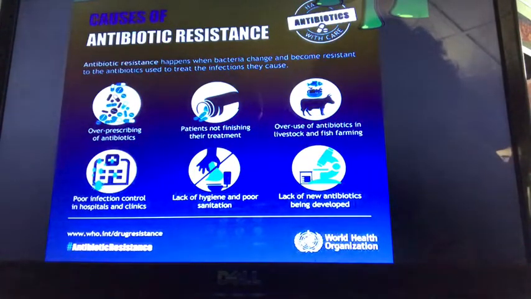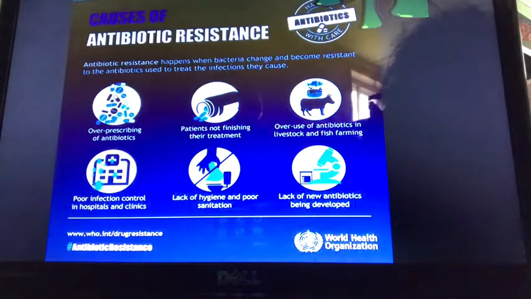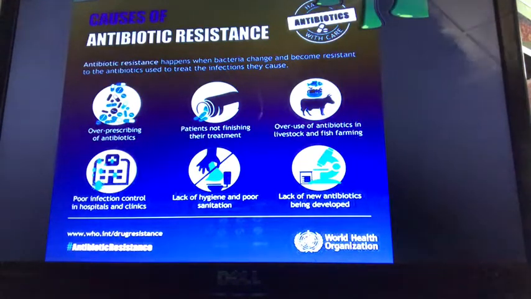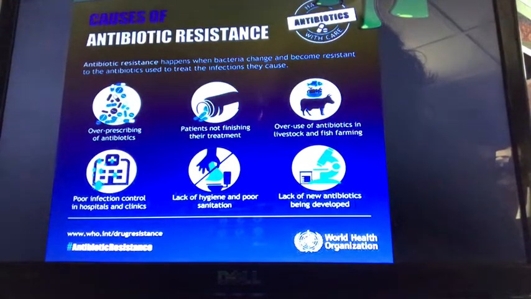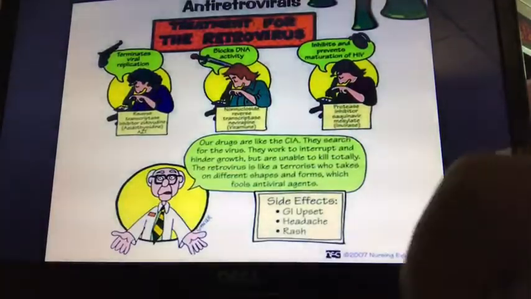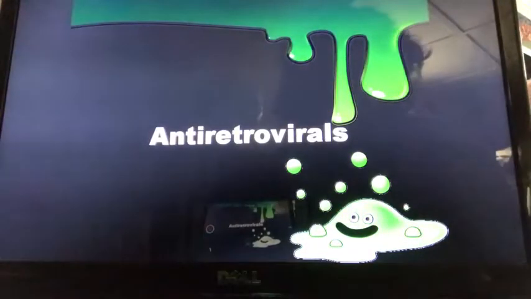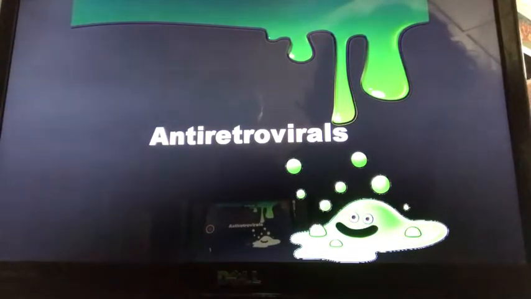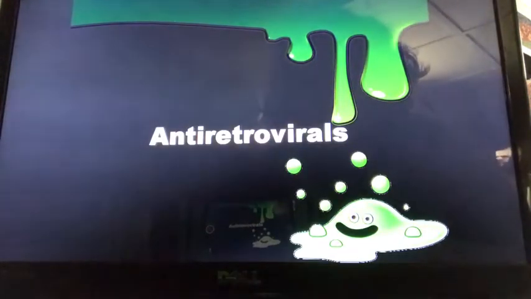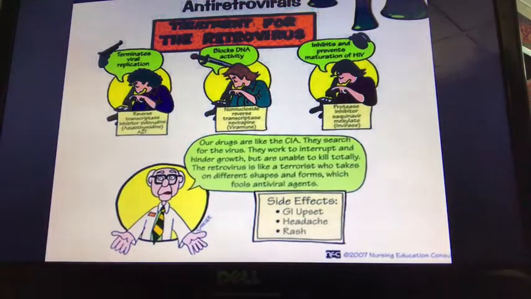Lack of new antibiotics being developed. Antibiotics aren't exactly the money maker in the pharmaceutical world, so there are a lot of medications that make more money, so therefore are being developed more quickly. So antiretrovirals, we are on the path towards HIV and AIDS. A couple of these obviously can treat viral infections outside of the spectrum of HIV and AIDS, such as, well, I thought it was next, but Zovirax, we'll get there in just a second.